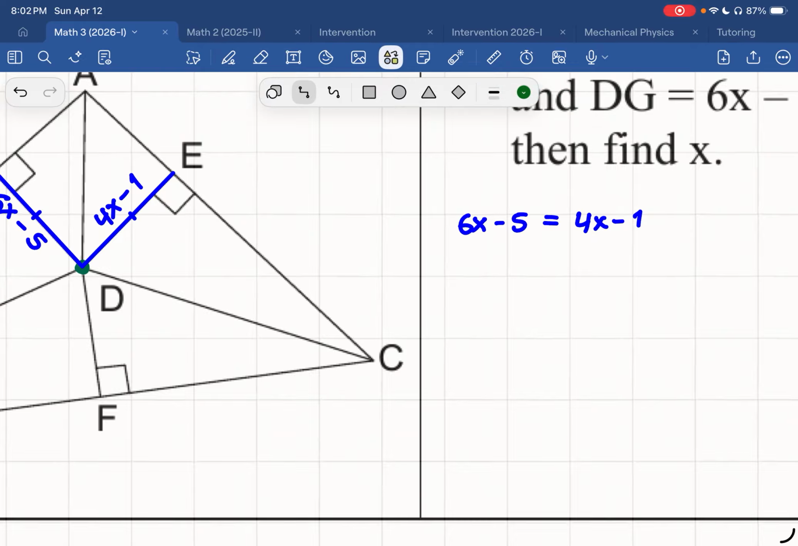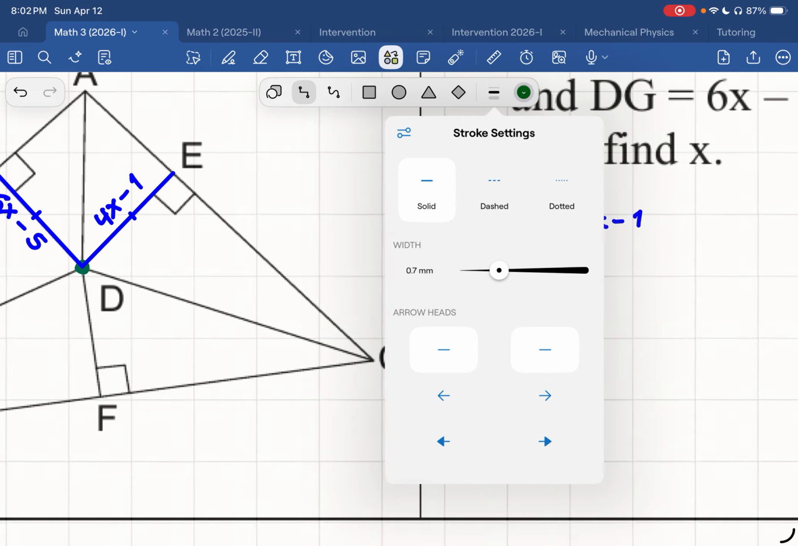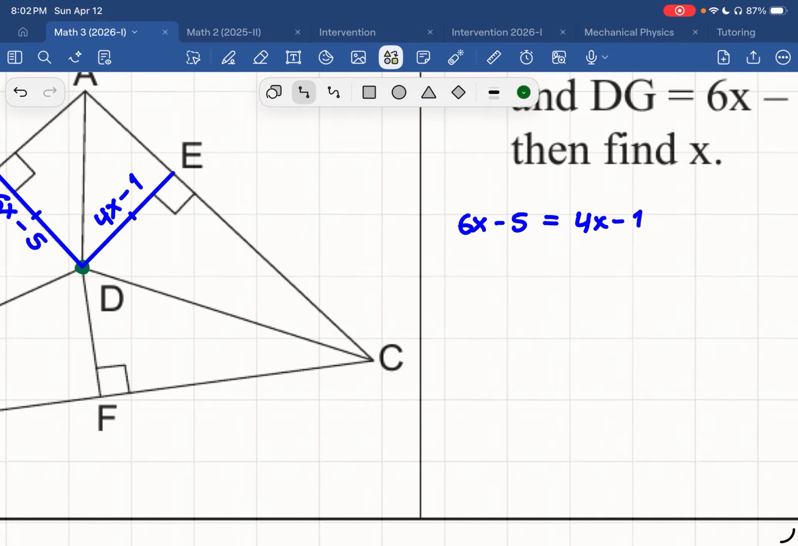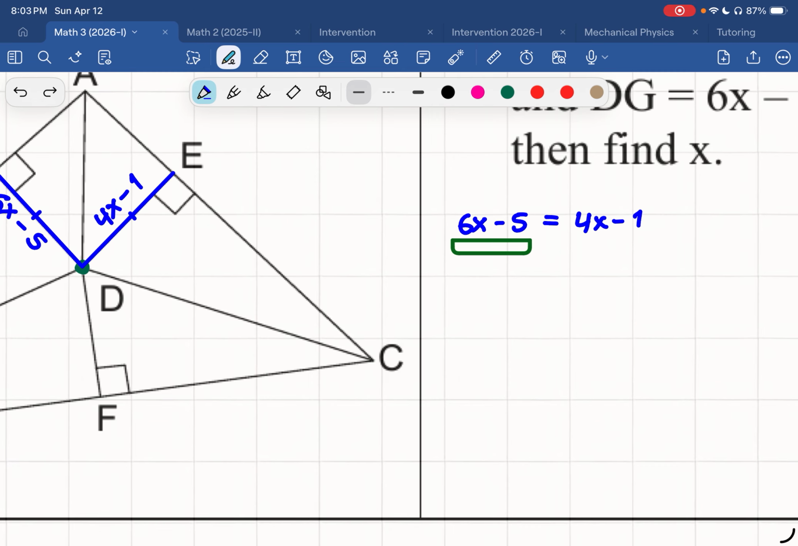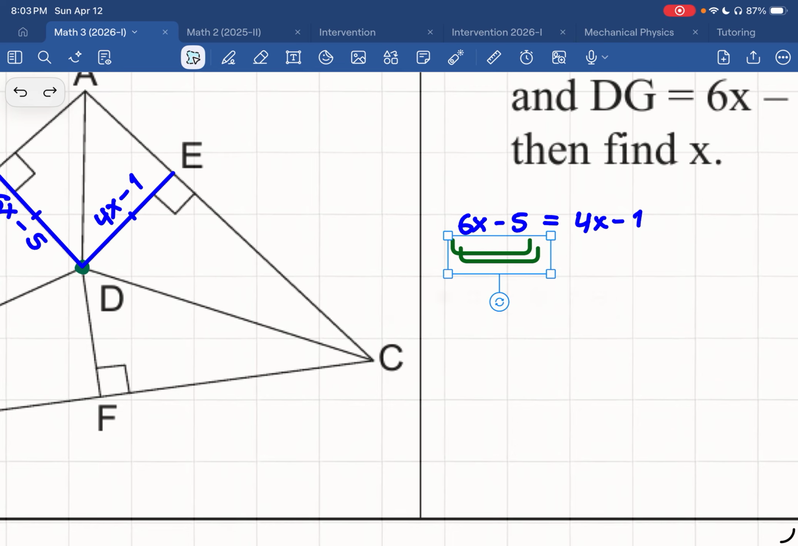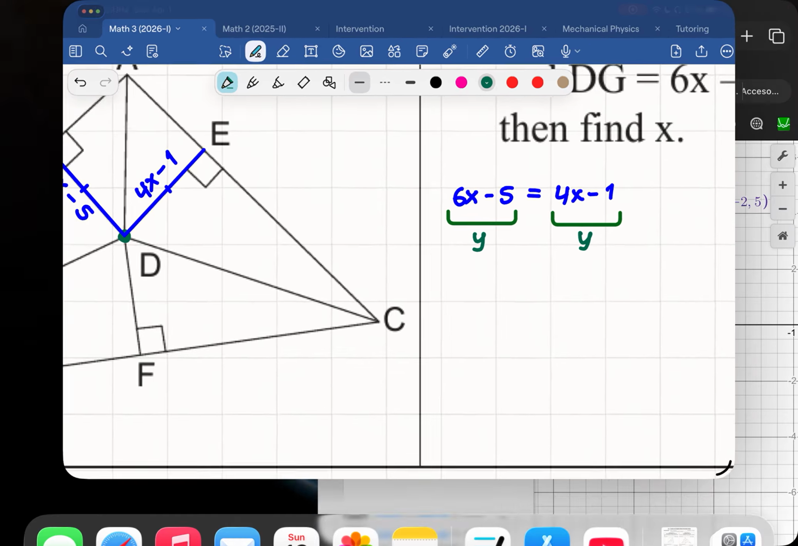And I can solve this in Desmos. I just hope you didn't forget already how to solve this in Desmos, right? So let me show you once again for the people who probably forgot. Remember that when we're solving in Desmos, we make this part equal to y, and we make this part equal to y. We put it in Desmos, and then we just solve, right?